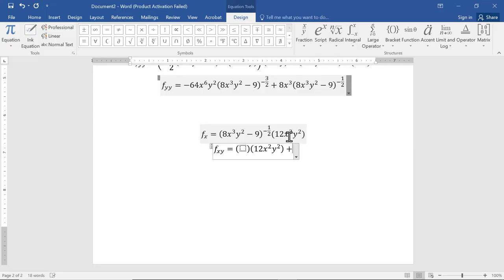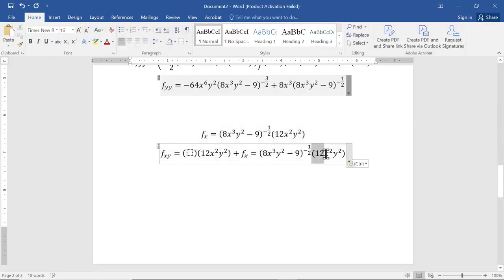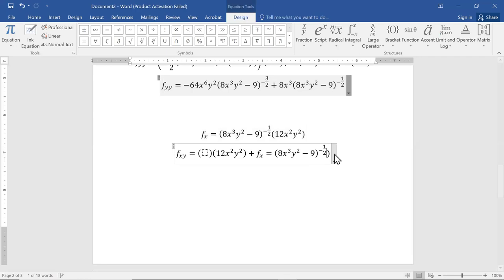plus normal first part times the derivative of the second part. So plus the normal first part times the derivative of the second part. Derivative of the second part with respect to y now is going to be 24x squared y to the first.